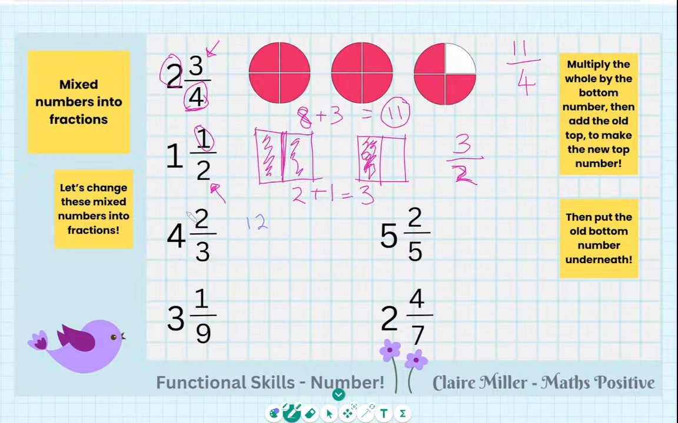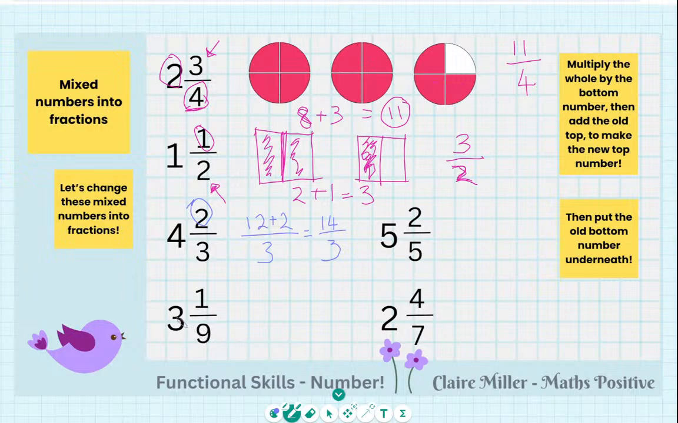But then I've got 2 more thirds, haven't I, at the top here? So I'm going to add those 2 on. And then I'm going to have to put it over a 3 at the end to show that it's still thirds. So 12 add 2, that's 14. So that tells me that I have 14 thirds. Make sense?